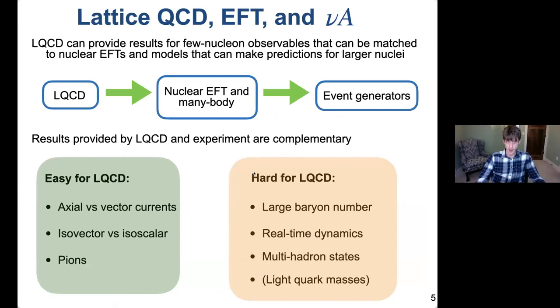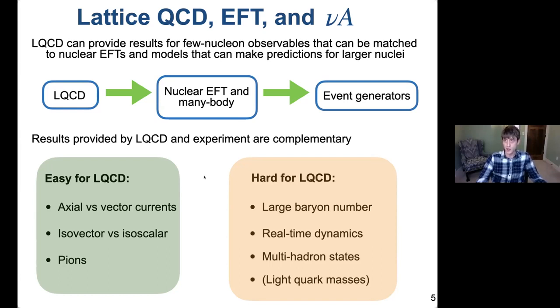So lattice isn't going to do this alone. It's going to be part of a pipeline involving nuclear effective theories and neutrino event generators in order to actually impact phenomenology and experiments. And this is in large part because of the complementarity between what lattice can offer for these sort of inputs and what we can get experimentally that I think is worth emphasizing here for a moment.